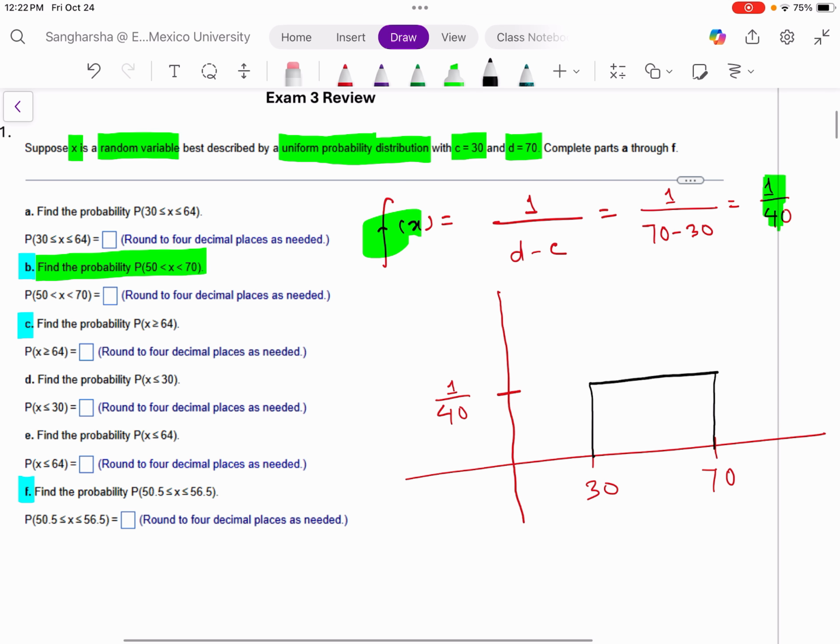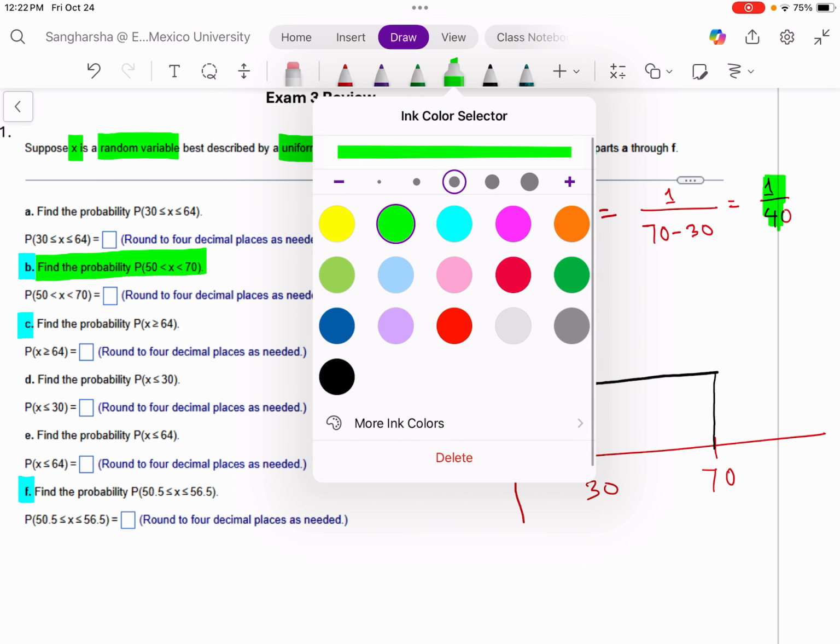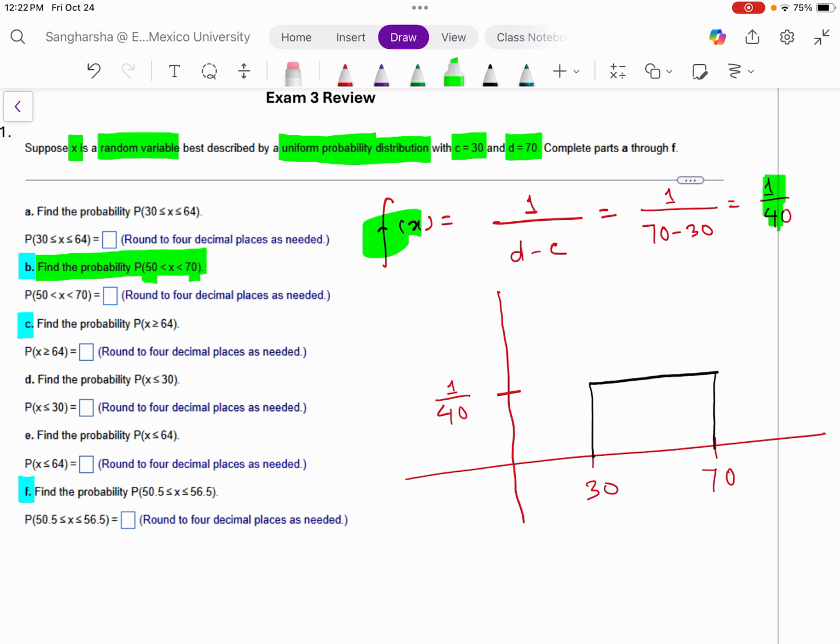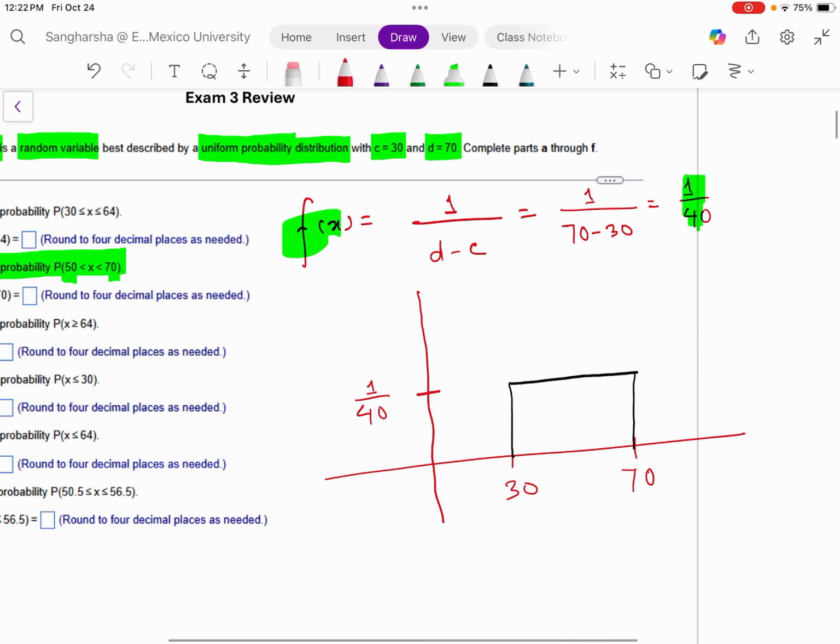In part B, we are asked to find the probability that x is between 50 and 70. Now let's go ahead and locate our x. This horizontal axis is our x, and the vertical axis is our f of x. Let's say our 50 is here, and we want to find the probability from 50 to 70. So let's draw a vertical line at 50.